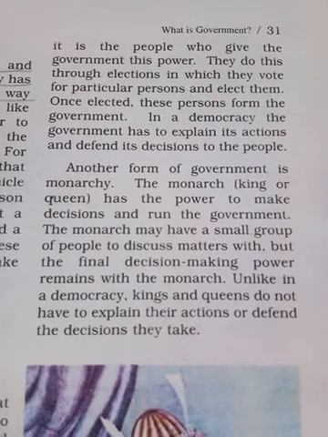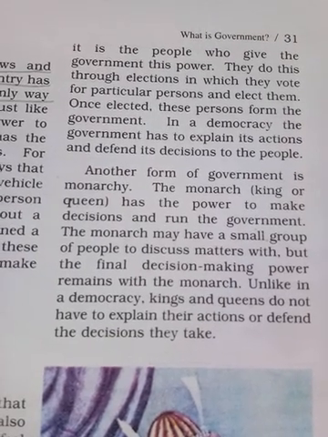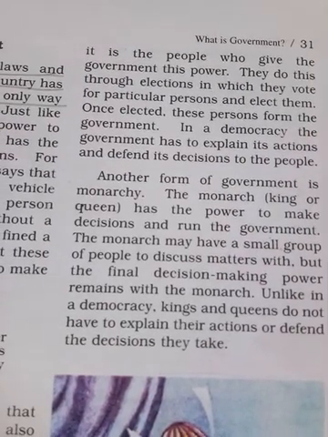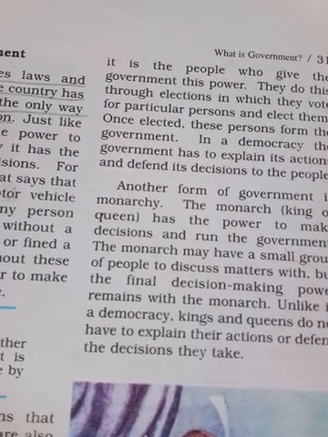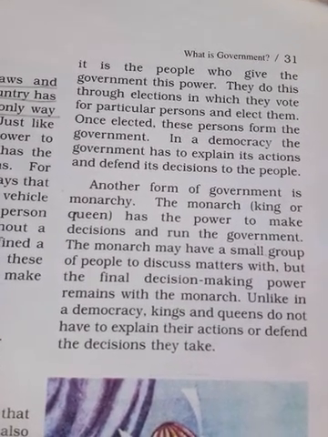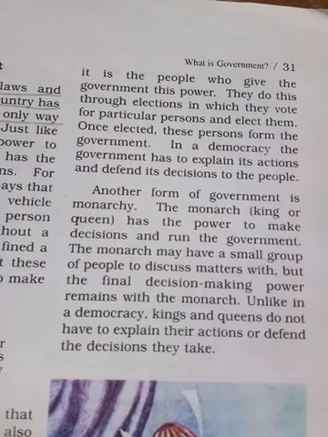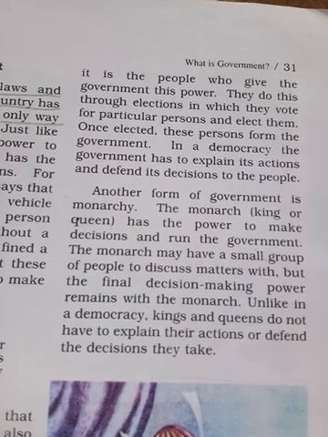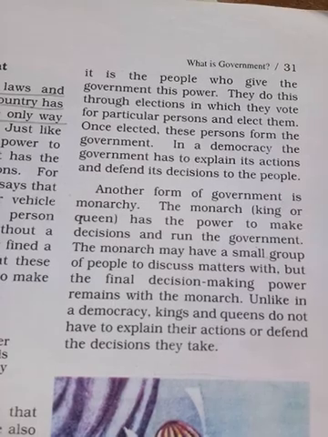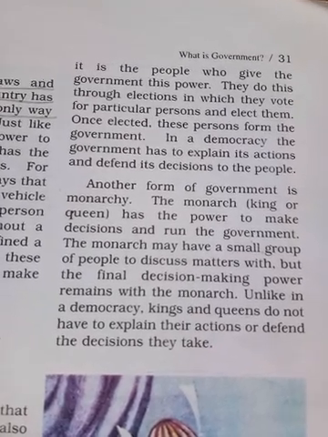In a monarchy form of government, the king and the queen have the power to make decisions and run the government. The king and the queen form the government, and they make the law. The monarchy has a small group of people to discuss the matter, but the final decision-making power remains with the monarch. Unlike in a democracy, the king and queen do not have to explain their action or defend the decision they take.